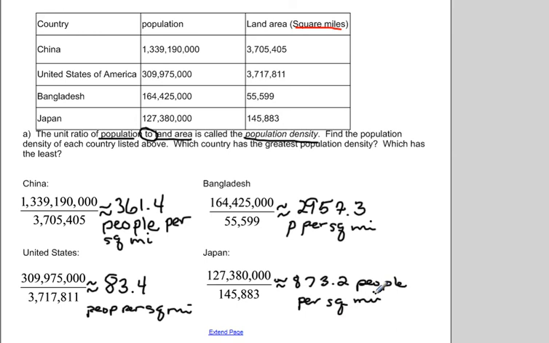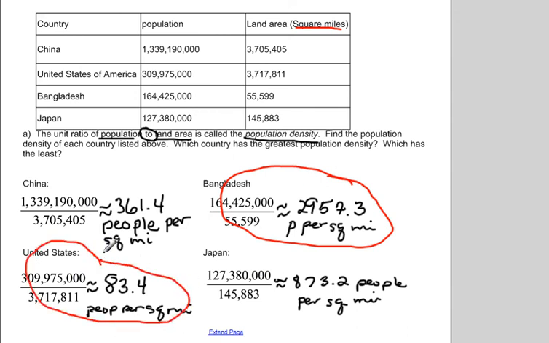So we can see that it varies quite a lot. Even though China has the most people, their population density isn't anywhere close to Bangladesh's. So Bangladesh is going to have the greatest population density. And we can see when we compare these numbers, by far the United States is going to have the least population density. So Bangladesh has the greatest, and the United States has the least for population density. That's how many people per square mile on average over the whole country.